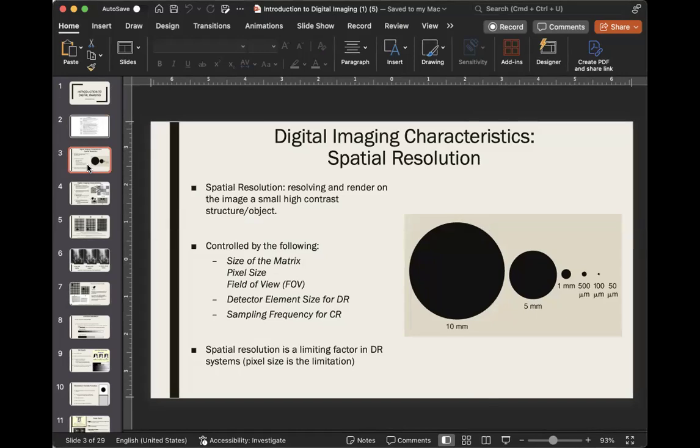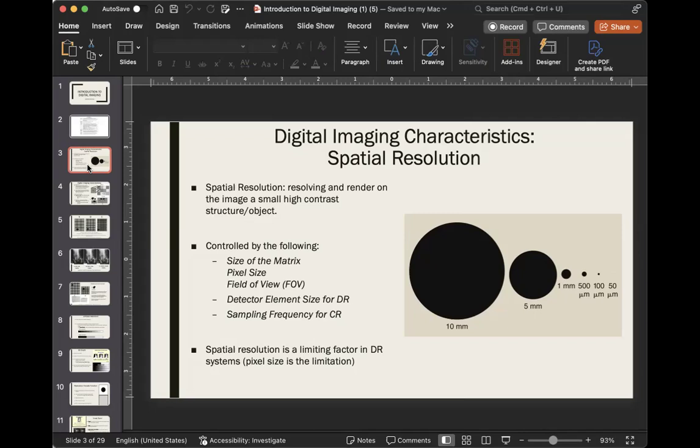Now, when we discuss spatial resolution, it is the term that we use to describe how we can see small, high contrast structures or objects. Okay. And so there's a variety of different controlling factors in this: size of the matrix, pixel size, field of view, detector element size, sampling frequency.